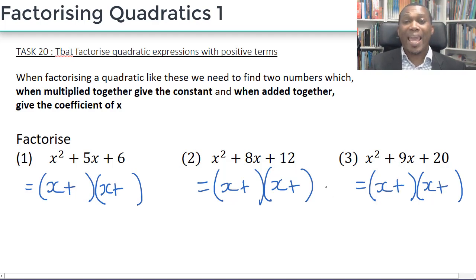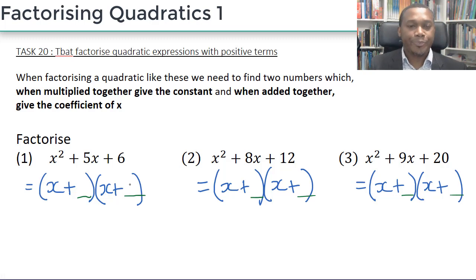And then the game we have to play is what numbers are missing. What number am I going to add to x in the first bracket? What am I going to add in the second bracket? First the second bracket, first the second bracket. That's the format anytime you have a quadratic, all positive terms to factorize. How do we figure out the missing numbers?